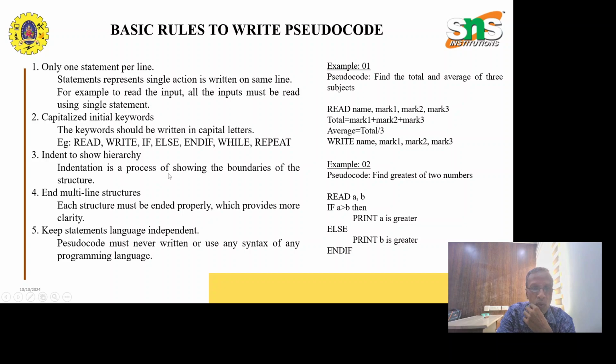Indentation is a process of showing the boundaries of the structure, where we are going to end that particular process of activities. So it comes under indentation to show the hierarchy step by step. In the previous example, first we are reading num1 and num2. After that, sum equals num1 plus num2. So after summing, we are closing that particular hierarchy of activities. End of multiple line structures. Each structure must be indented properly, which provides more clarity.